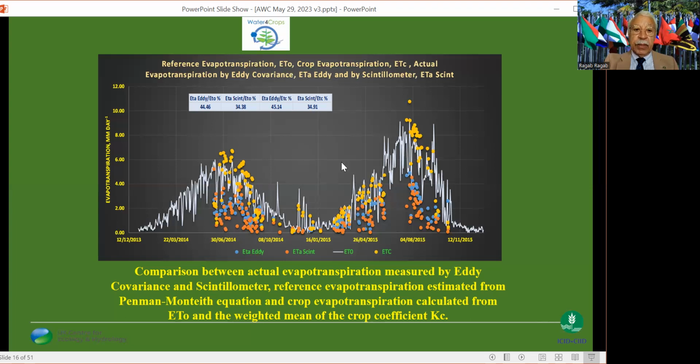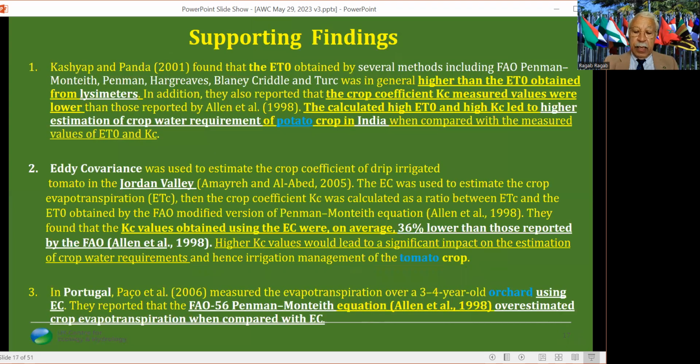And in some cases, the actual evapotranspiration measured by scintillometer and eddy covariance could be between 44 or 34% of what we calculate from the modified equation. This is quite a difference in calculating the crop water requirements. There were also some supporting findings by others, scientists in India using lysimeters and potato, who discovered that the Penman-Monteith modified equation gave a much higher estimation of crop water requirements.